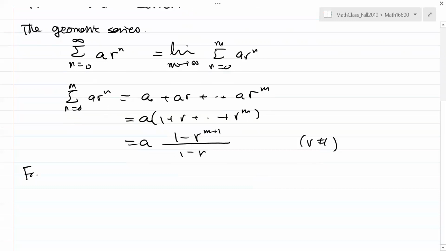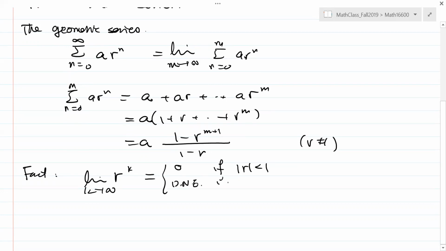Now we have an important fact. The limit of r^k as k approaches infinity only has two cases here. This gives me 0 if the absolute value of r is less than 1. Otherwise, if r is less than negative 1, then the limit does not exist. And this goes to positive infinity if r is greater than or equal to 1. Got it?